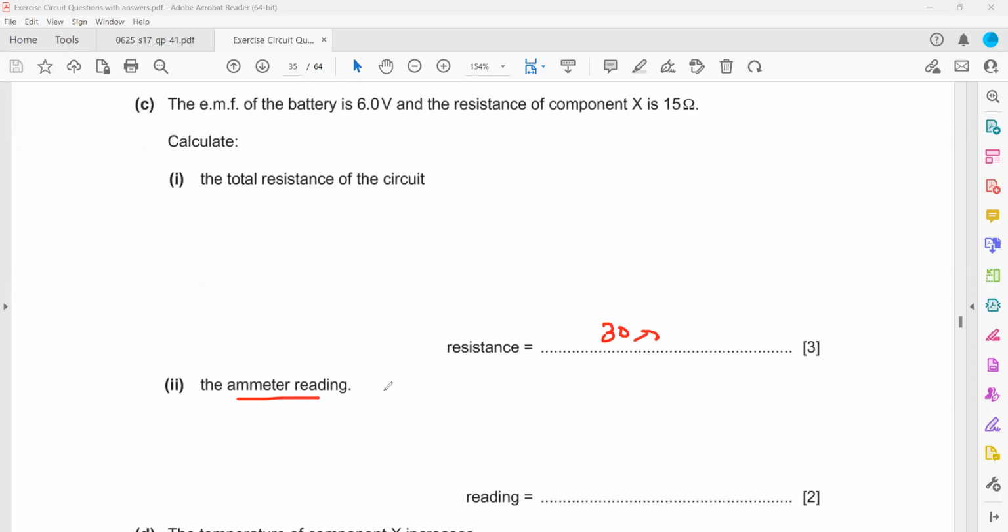Then the ammeter reading. We will use the formula V equals IR. The total voltage is 6. The total current we don't know, and the total resistance of the circuit is 30. So it will be 6 divided by 30. That will give us the total reading on the ammeter, which is 0.2 ampere. So 0.2 ampere is the total current in the circuit.